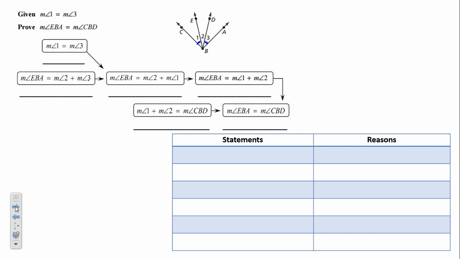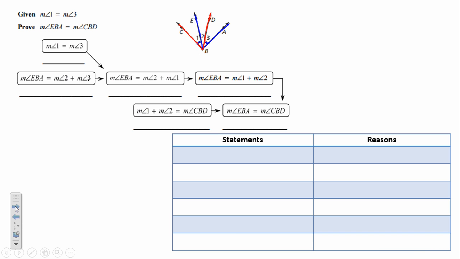Then they want us to prove that EBA, this angle I've highlighted or drawn in blue, is congruent to CBD. That they have the same measures. So we're trying to get to the blue one equal to the red one. Okay? So always in a two-column proof, doesn't change from a flowchart proof or a paragraph proof. What is always, always, always the first step in proving things?